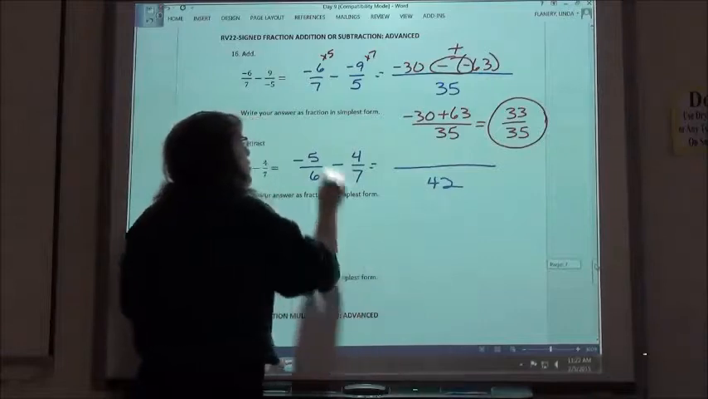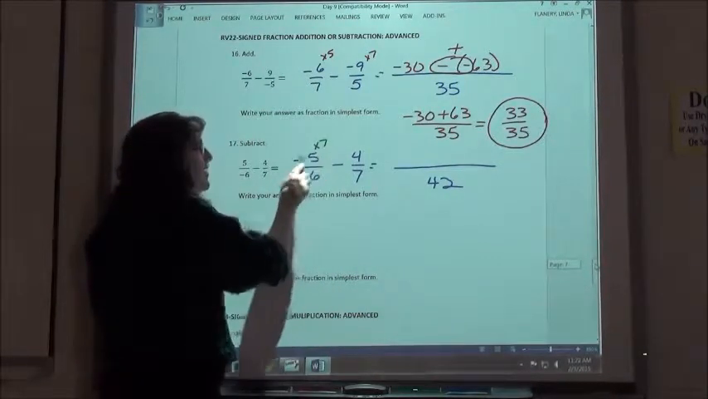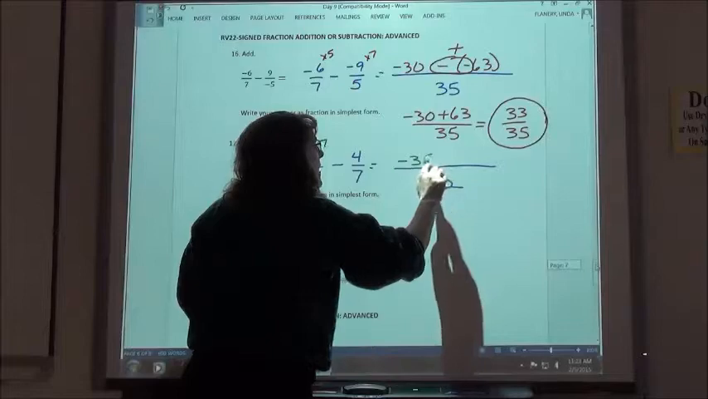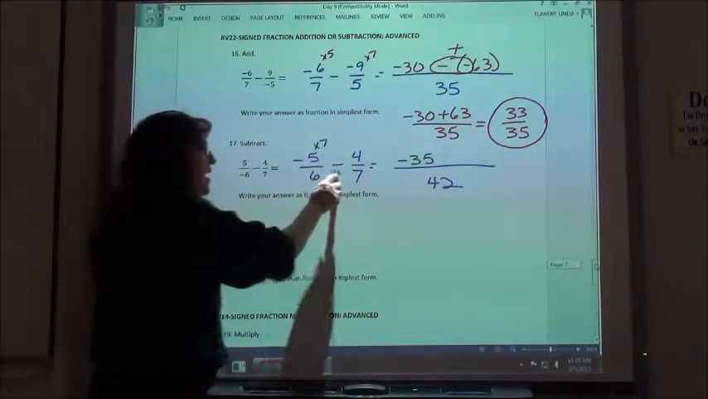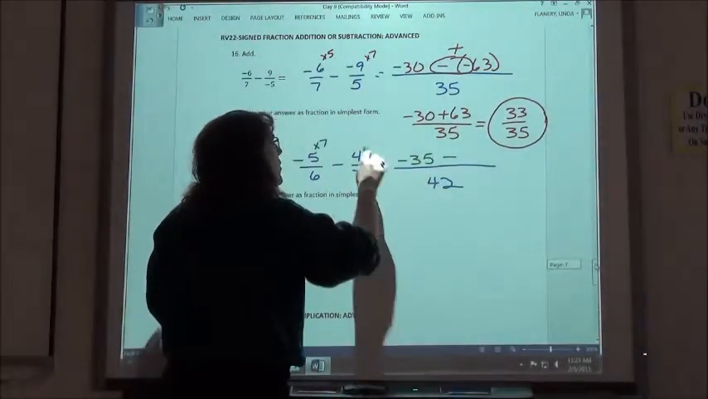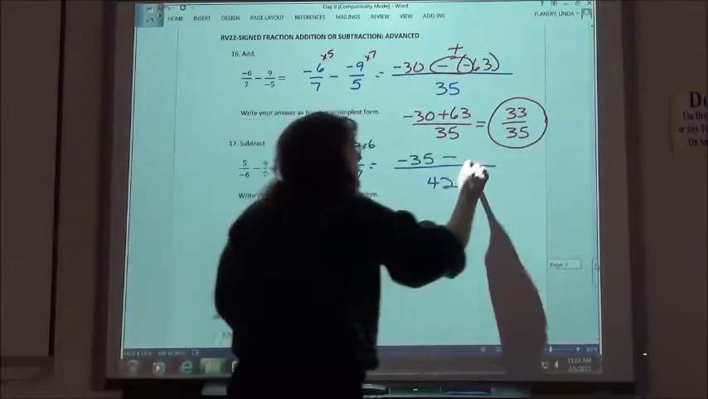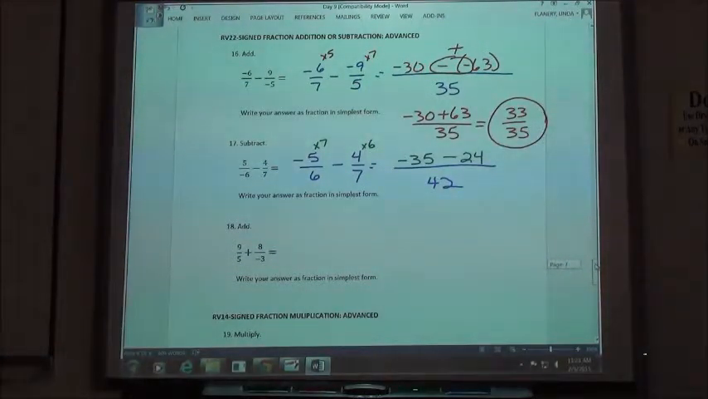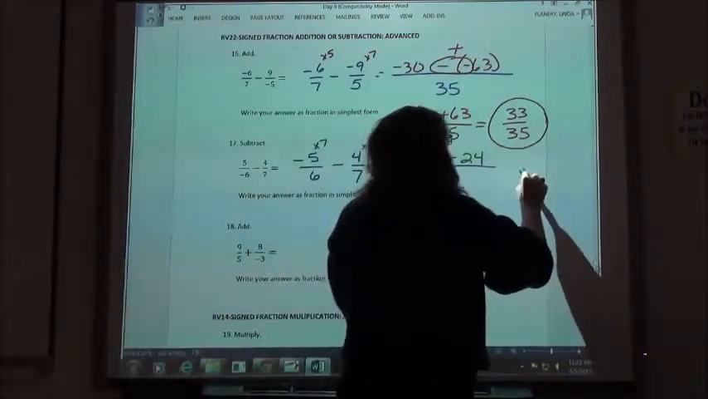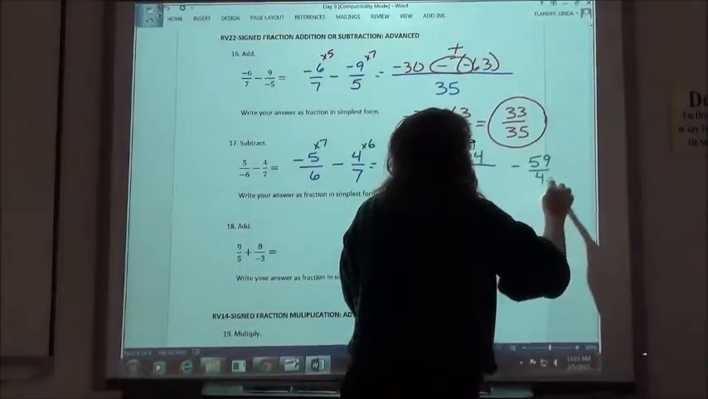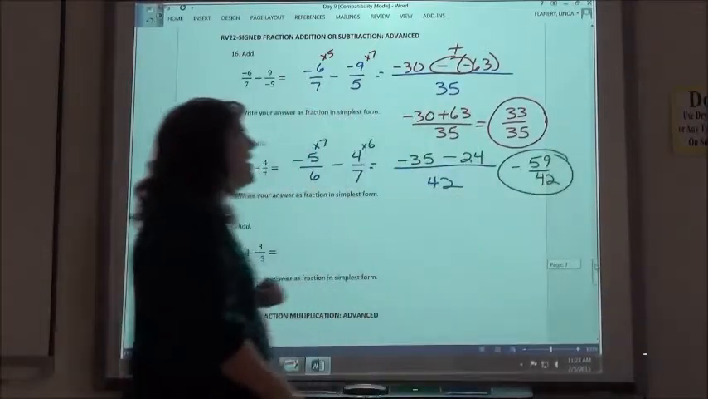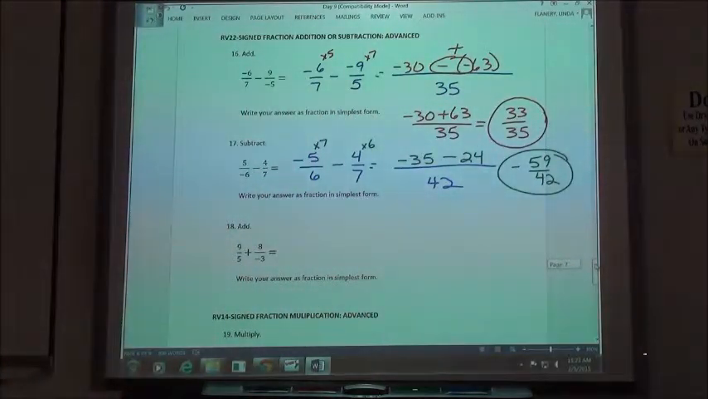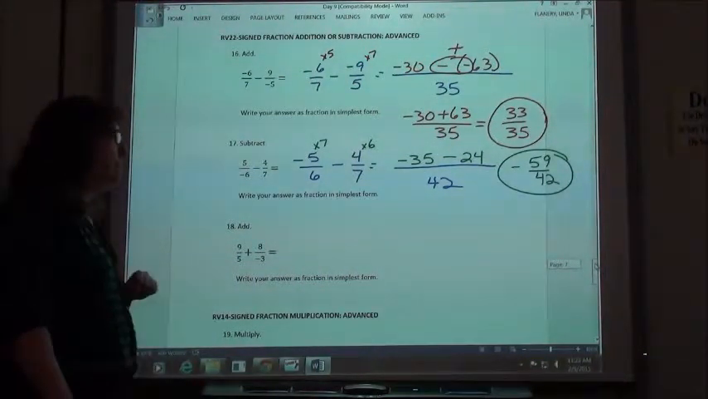6 goes into 42 7 times. 7 times negative 5 is negative 35. Minus 7 goes into 42 6 times. 6 times 4 is 24. We follow our rules for integers. They both have minus signs in front, so we add and keep the sign. We get negative 59 over 42. Again, that negative will be in front of your answer instead of on the top with the 59. So negative 59 over 42.